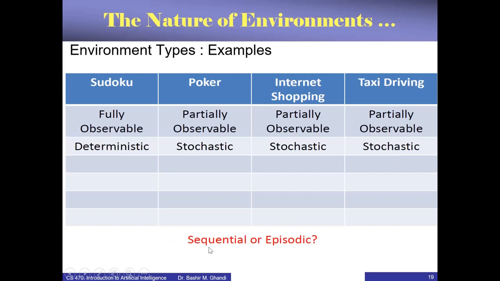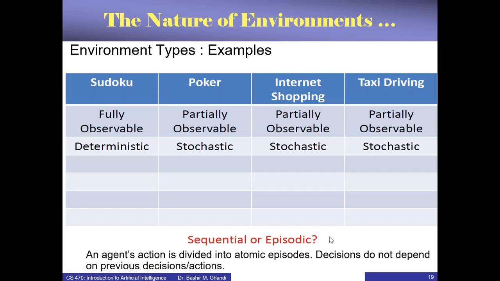The next dimension is whether the environment is sequential or episodic. So again, let us remind ourselves of the definition of sequential or episodic. An agent's action is said to be episodic if it is divided into atomic episodes. Decisions do not depend on previous decisions or actions.